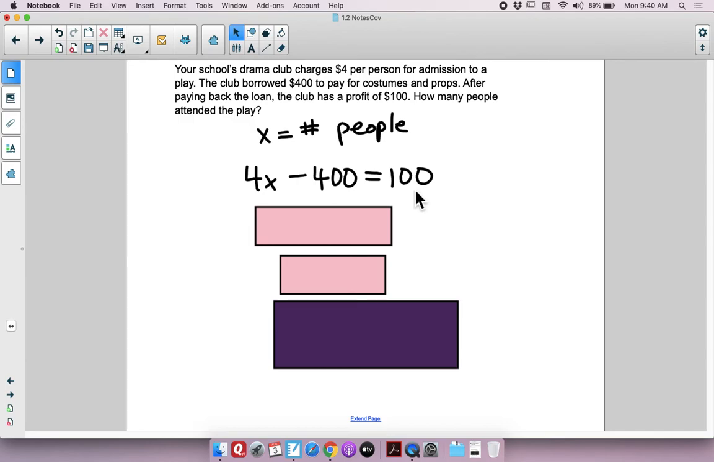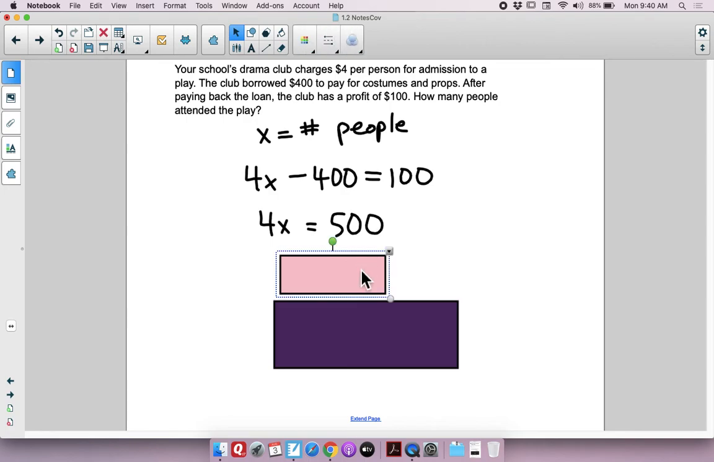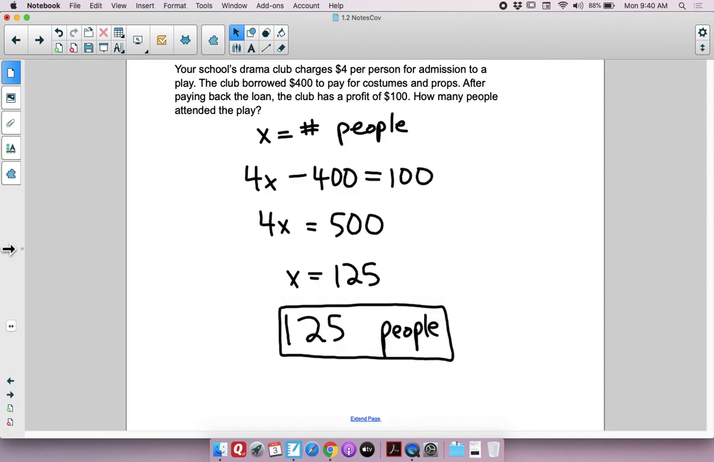Okay. You also could have done 4x equals 400 plus 100, saying, well, I know I've got the 400 that I had to pay back and another 100, so that means I must have raised $500 by selling tickets. That would have been fine too. Because notice what's going to be happening in our next step. We're going to add 400 to both sides, and then we would have had 4x equals 500. And then hopefully you divide by 4, and you got 125. So the answer would be 125 what? People. Yes.